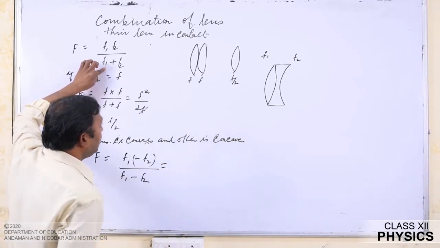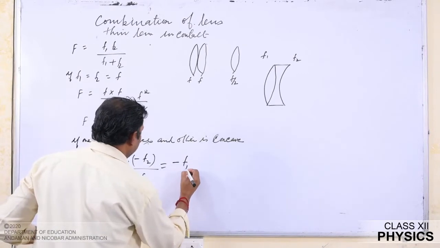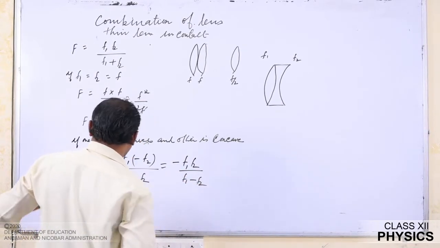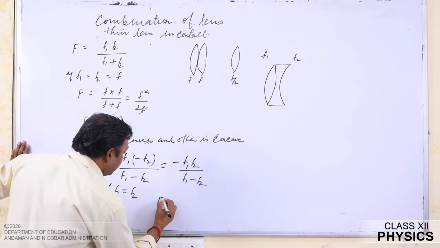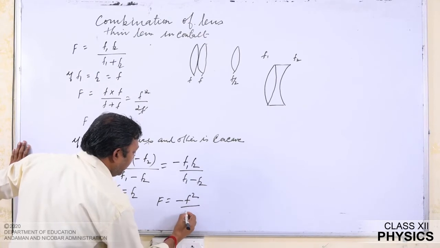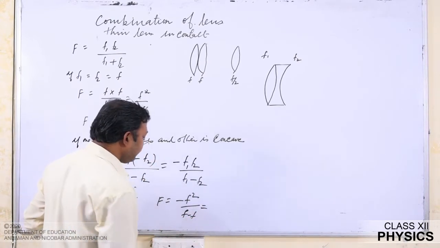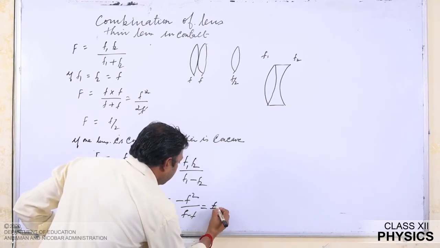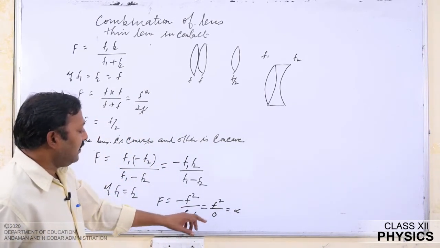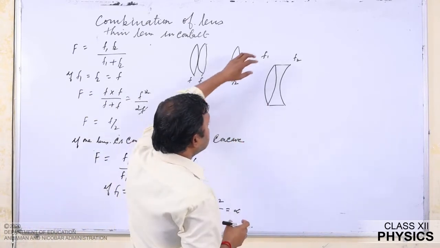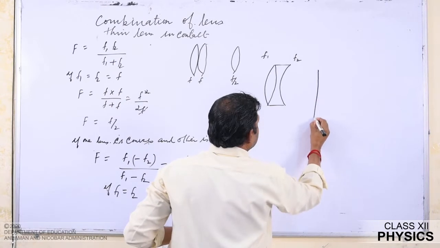So, this is the case when two dissimilar lenses are arranged together such that one is convex and the other one is concave. We get minus F1 F2 divided by F1 minus F2. Here, if the two lenses have the same focal length, if F1 is equal to F2, then the resultant focal length F will be equal to minus F square divided by F minus F, which is equal to F square by 0, which is equal to infinity, or F is equal to infinity. So the indication of F equal to infinity is that the combination of these two lenses having the same focal length, out of which one is convex and the other one is concave, will be just like a glass plate.